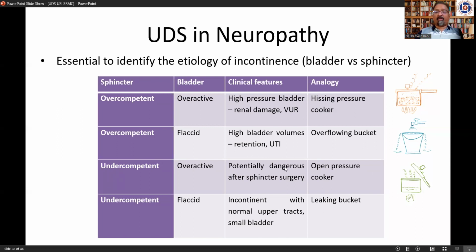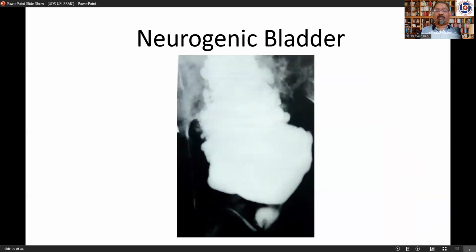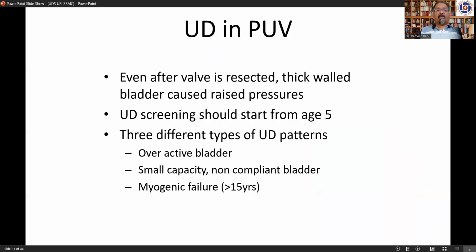This is the usual scenario. But when you do the sphincter surgery, then you can actually make the problem worse. So you may have to do an augmentation and a sphincter surgery in these kinds of situations. And again, if both are incompetent and flaccid, then you have a leaking bucket. So these are all multiple analogies of the combinations. So typically the Christmas tree appearance is what is seen in a neurogenic bladder.